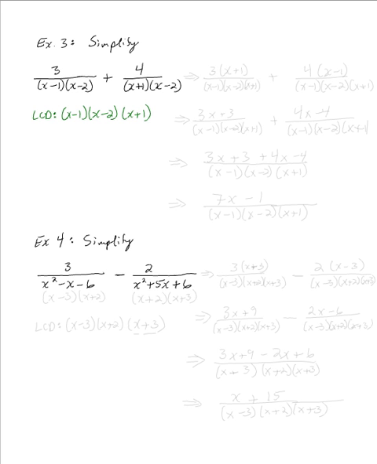So what I now need to do with that is say, well, what was missing? The first fraction was missing the x plus 1, so I'm going to multiply it in. So I have 3 times x plus 1 over x minus 1, x minus 2, x plus 1, plus, now the second fraction, the denominator was missing the factor of x minus 1, so I'll multiply that in.